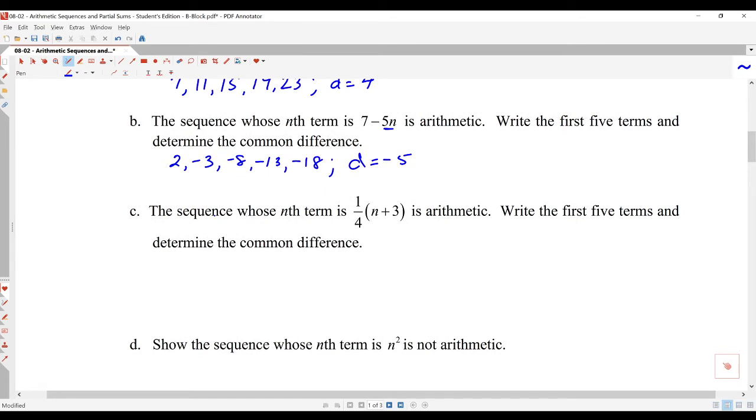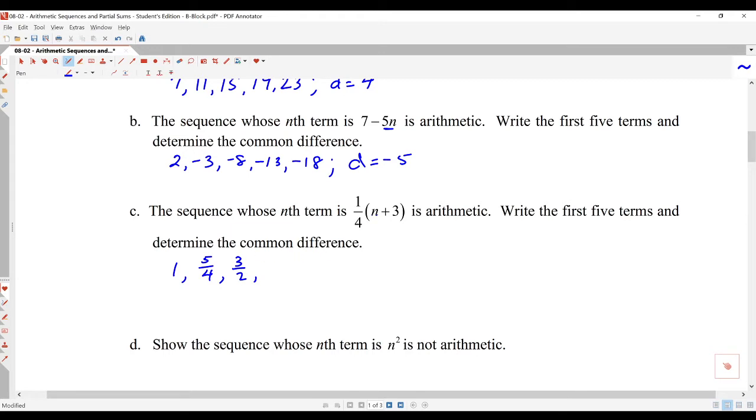The sequence whose nth term is 1/4 of n plus 3 is arithmetic. Again, find the first 5 terms and the common difference. So if I plug in 1, I get 1 plus 3 is 4. 4 times 1/4 is 1. Plug in 2. 2 plus 3 is 5. Times 1/4 is 5/4. Plug in 3. 3 plus 3 is 6. 6 times 1/4 is 6/4. But 6 over 4 simplifies to 3/2.